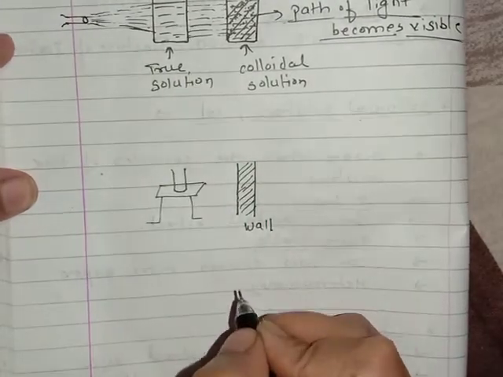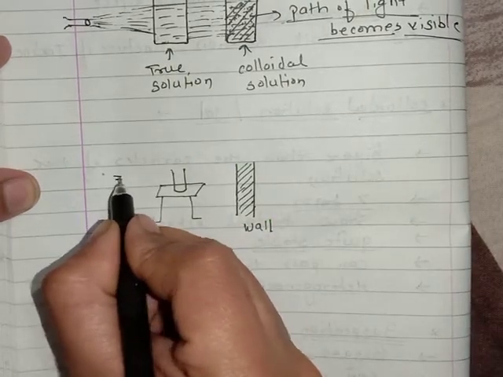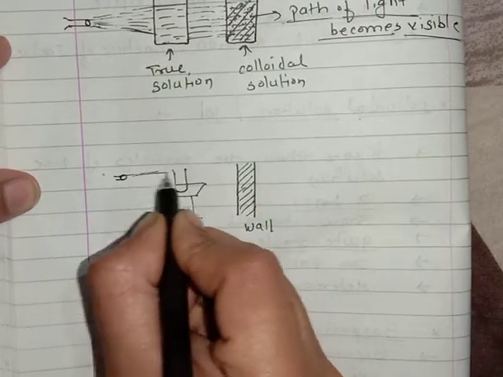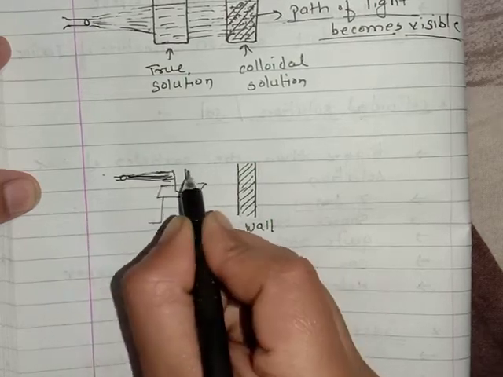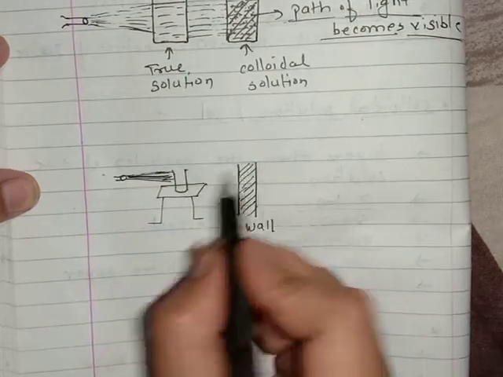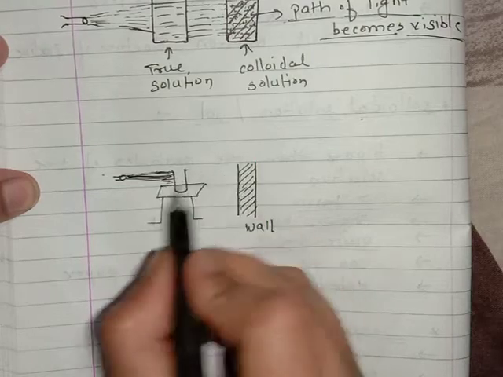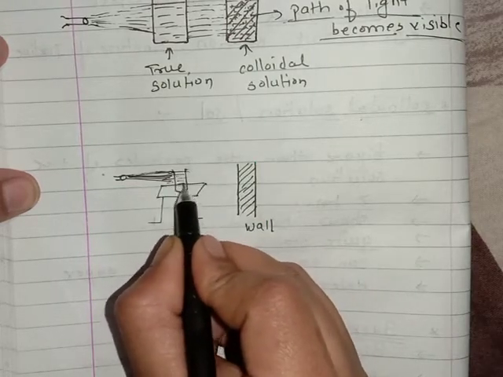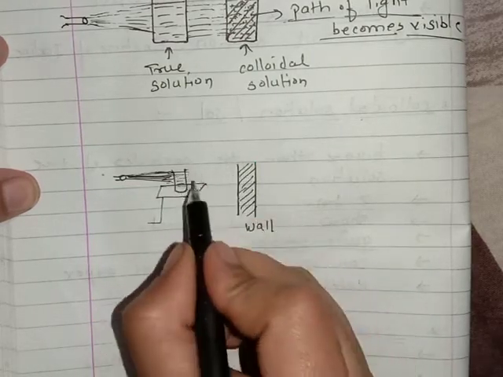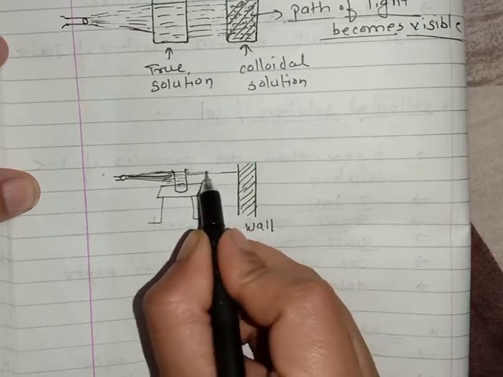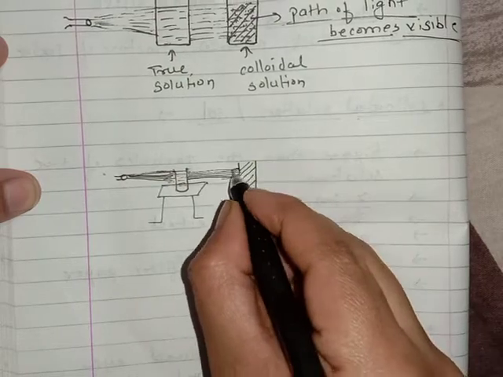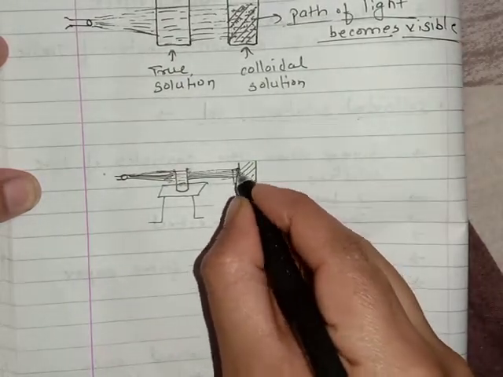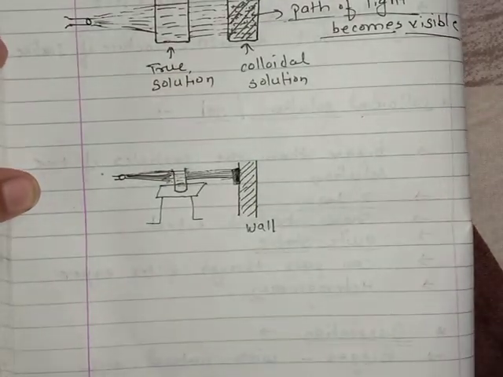Suppose the wall surface is here, and from here the beam of light is coming, so make sure that it falls on the wall. There you can see the difference. As the light passes through the true solution, it falls on the wall. So here you can see the light appearing.